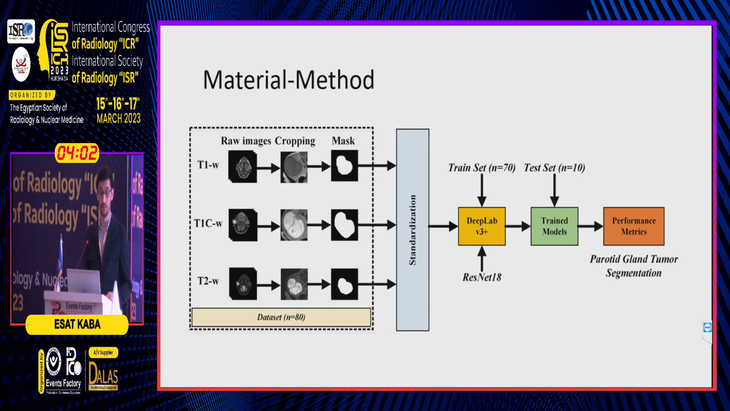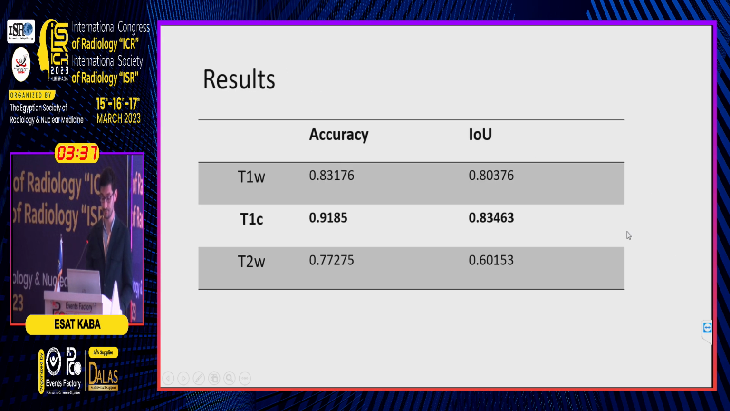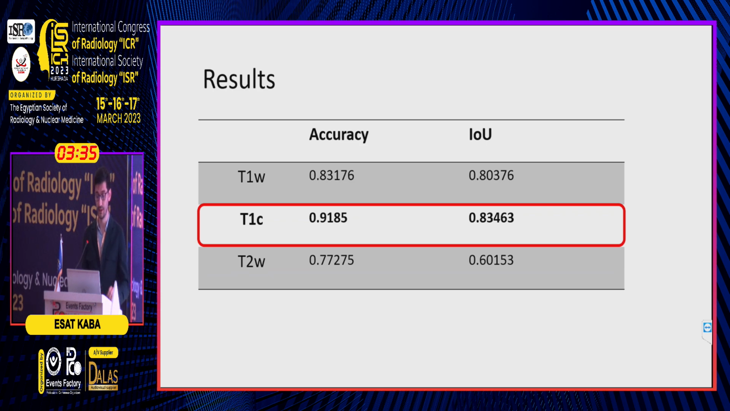This is the workflow of our study. You can see raw images, T1, contrast-enhanced T1 and T2 sequences. And we cropped all of the patient images, and then we masked all of them. And then standardization was done here, then the model development process, and we divided the data into train set and test set, and finally performance metrics.